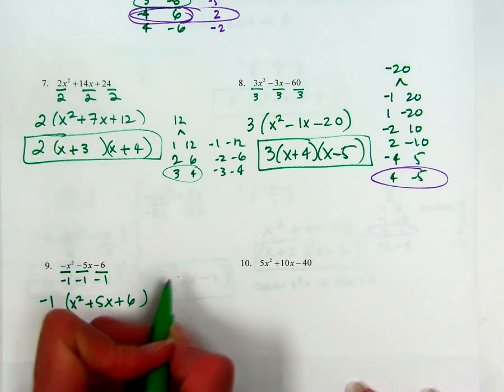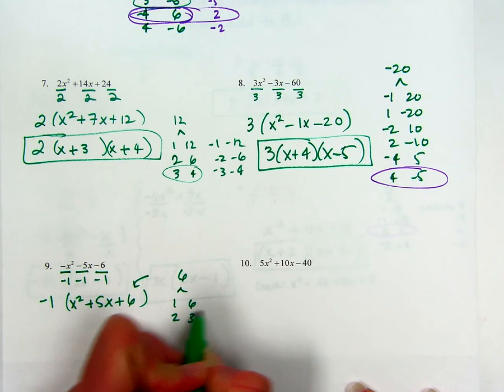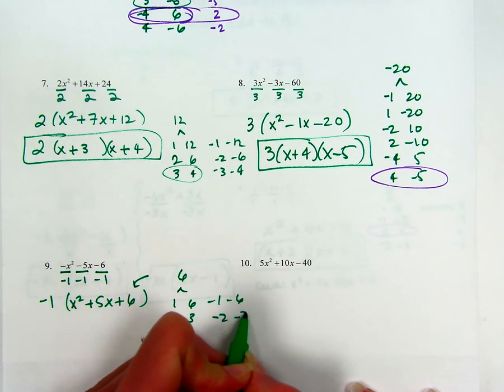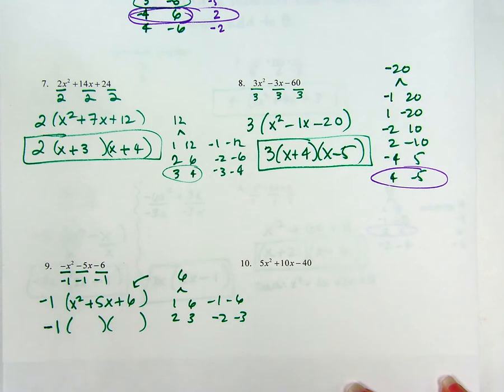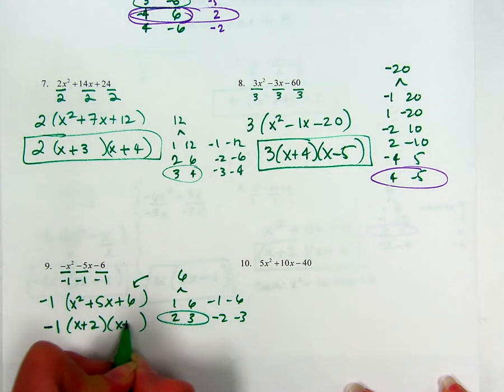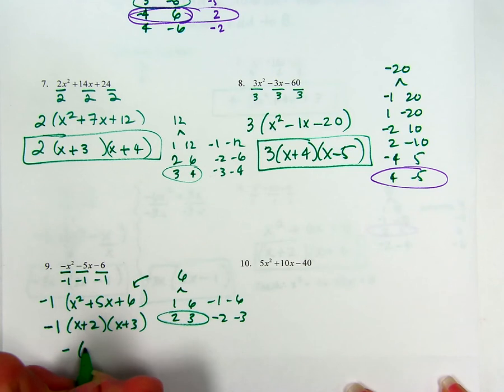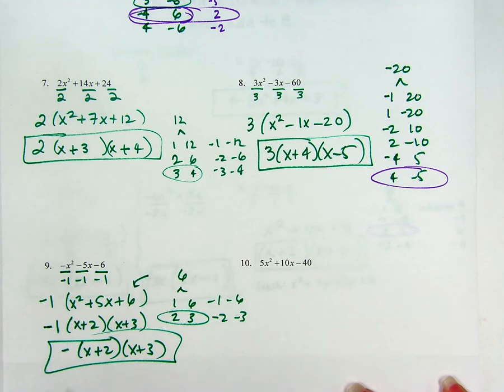There's just a 1 in front, so I look at what numbers multiply to 6. 1 and 6, 2 and 3, or the opposites. Okay, so what multiplies to 6 that adds to 5 is that one. So x plus 2, x plus 3. You can really leave off the 1. It could just be negative x plus 2 and x plus 3. But this answer is fine too.